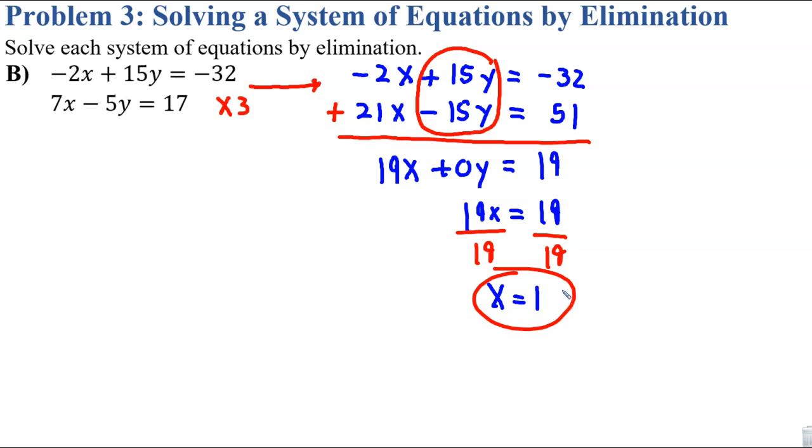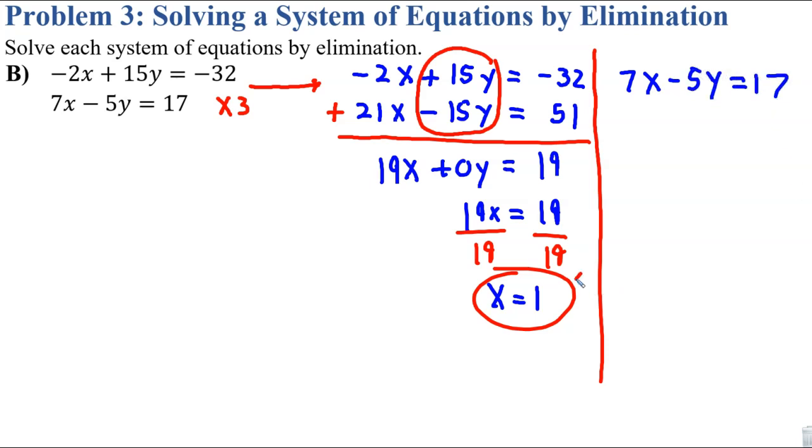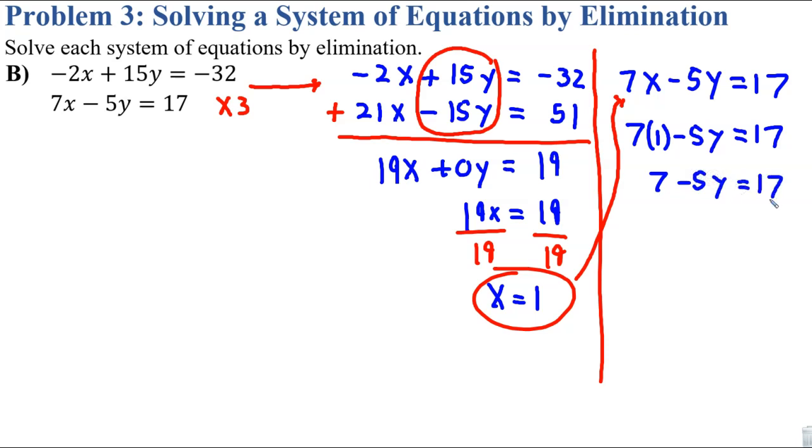All right, once I have that first solution down, I pick either of the two equations and solve for the second solution. I'd say that the bottom one's definitely easier. We've got 7x minus 5y is equal to 17. I'm going to substitute the 1 in for the x. So 7 times 1 minus 5y equals 17. In other words, 7 minus 5y is equal to 17.